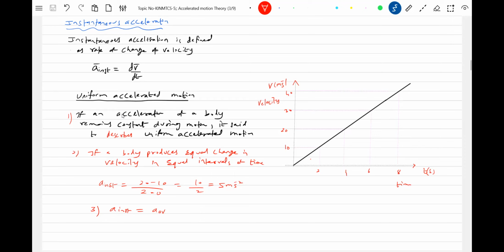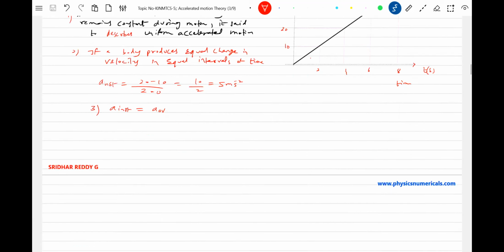Okay, that's the one basic idea of uniform accelerated motion. Now in uniform acceleration, we'll see how velocity, acceleration and time are related.